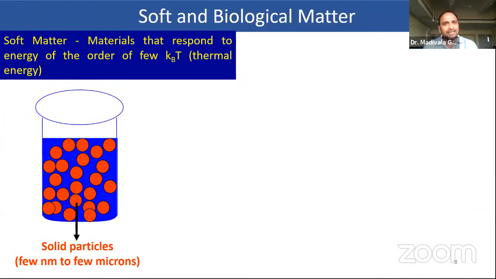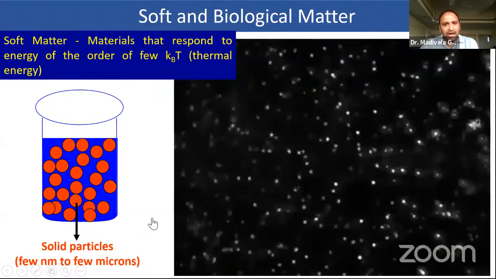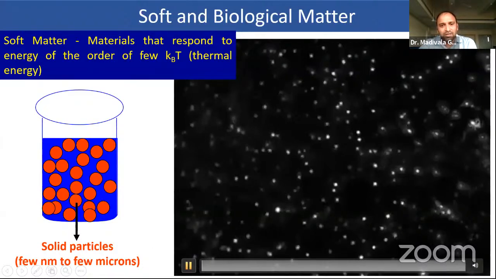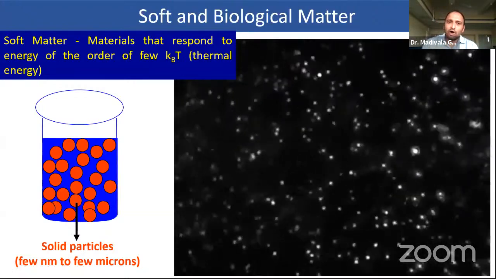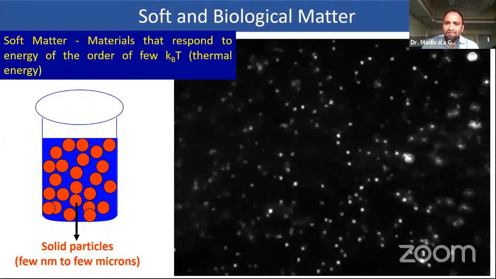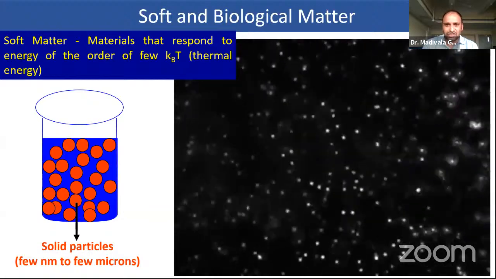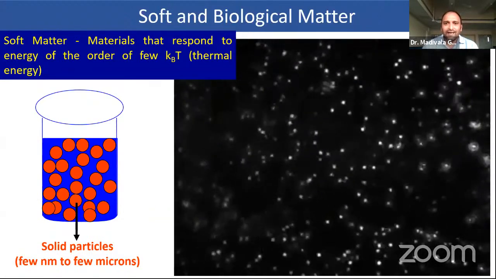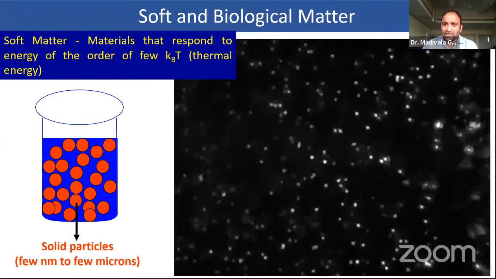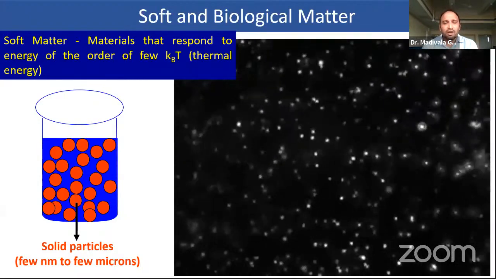Just to give you an idea about what thermal energy is, I've taken a simple example where you can think about a liquid which contains particles of a few nanometers to a few micrometers in size range. If you look at such simple particle-filled fluids under a microscope, this is what you actually see. All the particles in the fluid are constantly subjected to a chaotic motion. They don't move in any particular direction. They're randomly moving everywhere. That is because the solvent molecules, which have this thermal energy, are imparting the thermal energy to these particles.